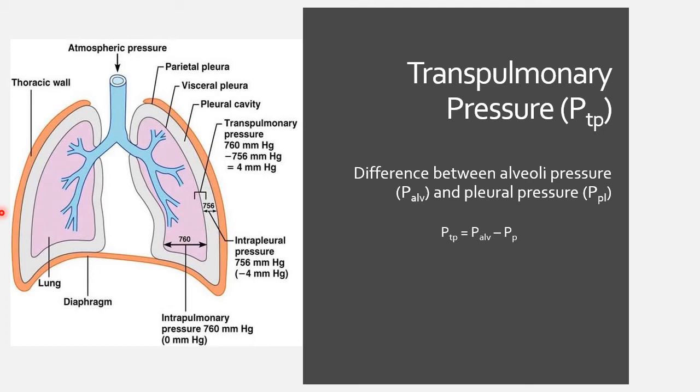Transpulmonary pressure, or P sub TP, is the difference between the alveolar pressure and the pleural pressure. For example, if the pleural pressure is 756, and the intra-alveolar pressure is 760, then the transpulmonary pressure is 4.